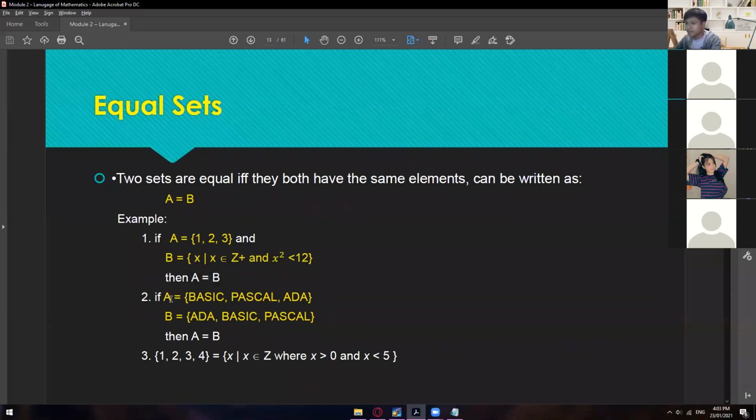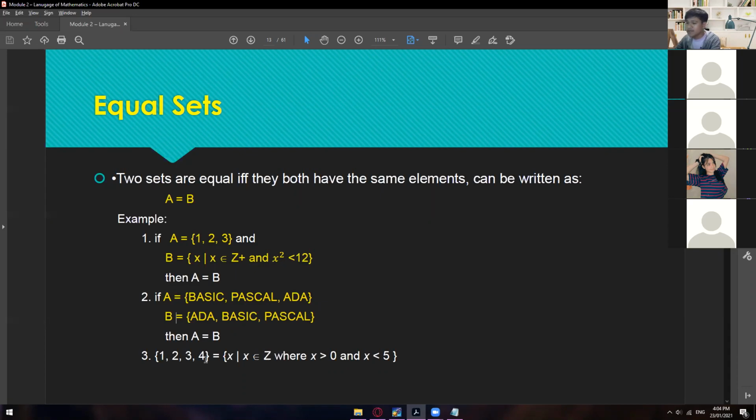So we also have this next example wherein the set A contains 3 elements, so Basic, Pascal, and then Ada. And then set B is Ada and Basic and then Pascal. So as you can see, they have the same content, it's just a different arrangement. So again, in a set, arrangement doesn't matter. So we could say here that A is equal to B, or set A is equal to set B.